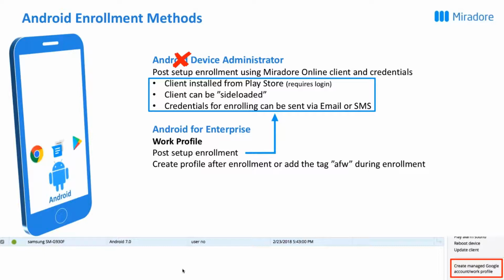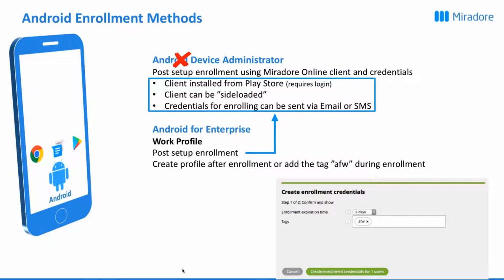If you want to automate this process a bit, you could also, during the enrollment process, add the tag AFW to the device or to the enrollment credentials, and that will automatically start this process of work profile enrollment as soon as the device has been enrolled.